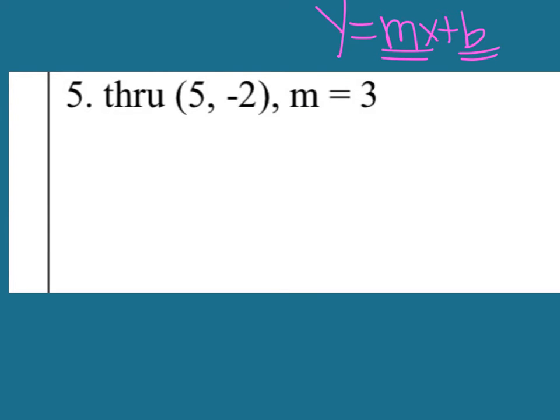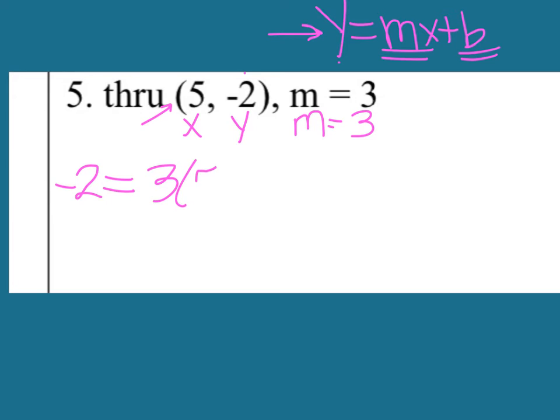All right, so number 5 gives us a point of 5, negative 2. So I have an x, and I have a y, and I have an m. So I'm going to plug all those three things into the equation and solve for what I don't have, which is going to be the y-intercept, or b. So I have my y first, and my y is negative 2. So negative 2 is equal to m, which is given, which is 3, times x right here, which is 5, plus b, because that's what I'm solving for. I don't know my b. So we're just going to math this out.